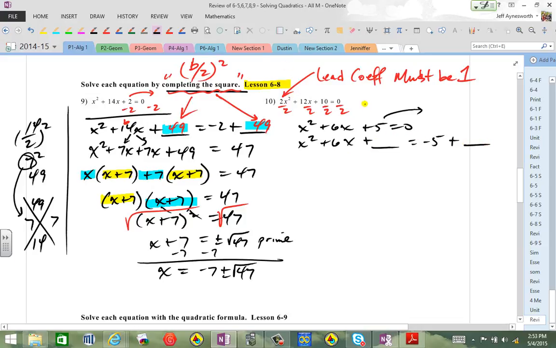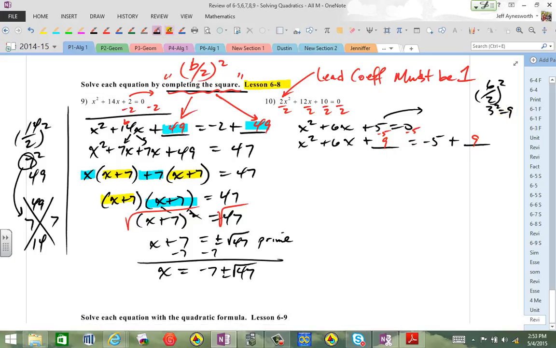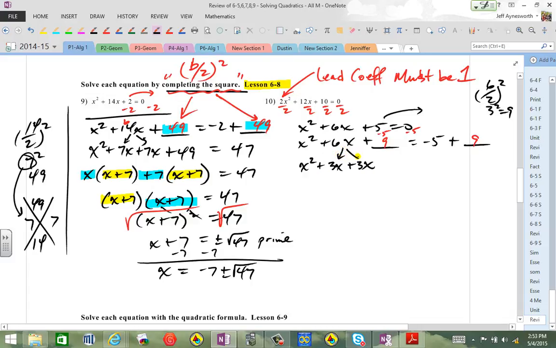I subtracted 5 right there, guys. And then complete the square: 6 divided by 2 squared is 3 squared, or 9. So we want to add 9 to both sides. And then factor. Two numbers that multiply to 9 and add to 6 are 3 and 3. So x squared plus 3x plus 3x. Notice how I split the middle term. Plus 9 is equal to 4. 9 minus 5 is 4.